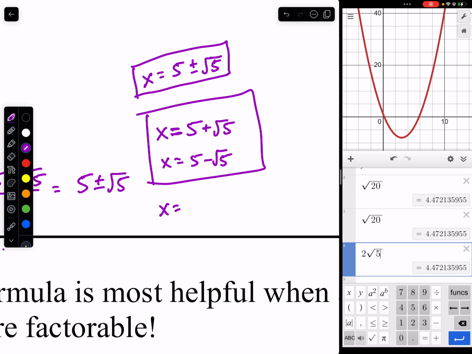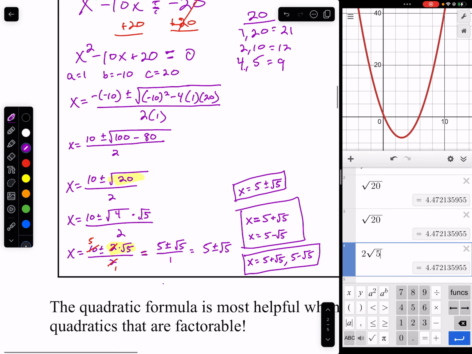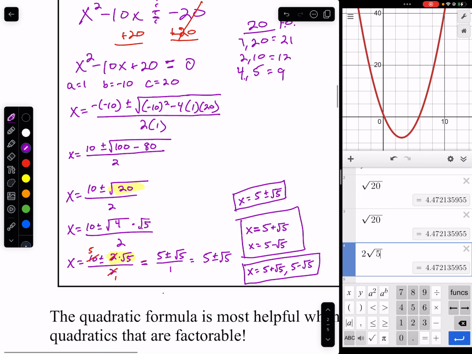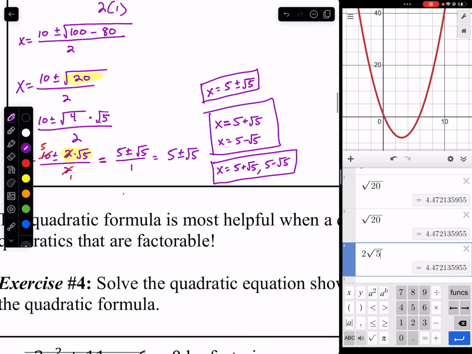You could write your answer like this. I'd accept any of these. You can make a list. This is if you're just solving for x. Any one of those is an acceptable way to write your answers. All right? So that's how you do the quadratic formula, and that is how you simplify a square root.